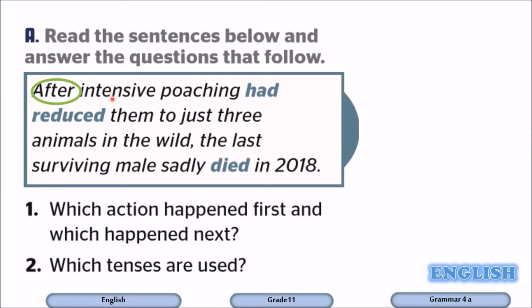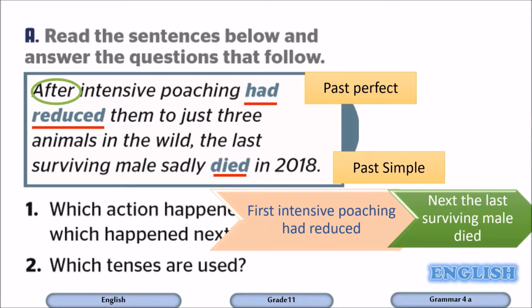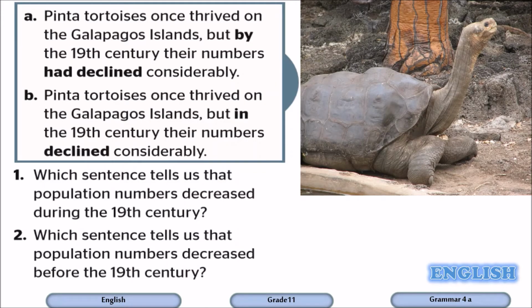So this keyword can help us identify the chronological order of the events. After. After this action happened, another action took place. So first, intensive poaching, of course, had reduced animals in the wild, and next, the last surviving male died. Now, which tenses are used? If you remember the previous activities, had reduced is the first action that happened first, and then died is the second action. So the first one is the past perfect, while the second one is the past simple. All right, now let's move on to the next situations.